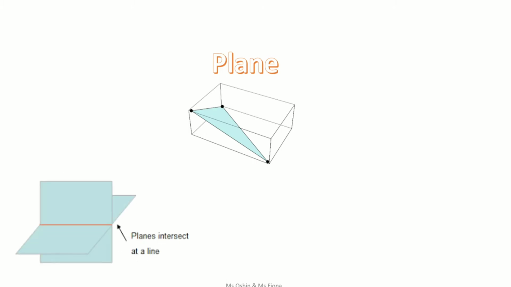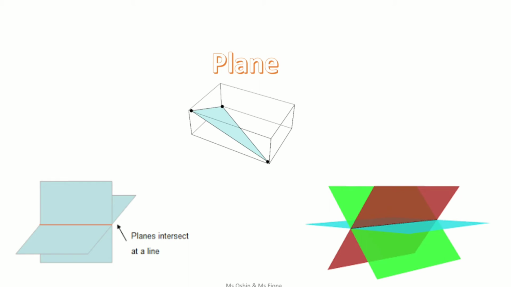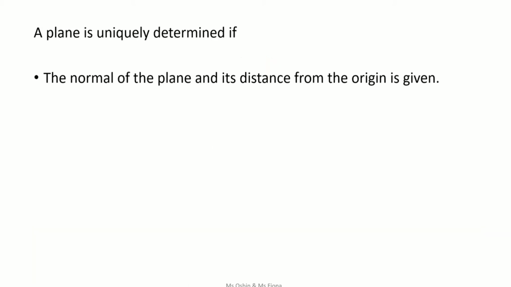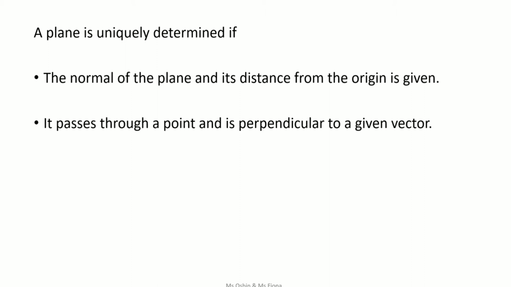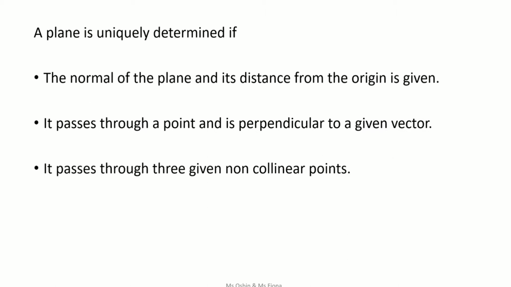Two planes intersect at a line. A plane is uniquely determined if the normal of the plane and its distance from the origin is given. It passes through a point and is perpendicular to a given vector, and it passes through three given non-collinear points.